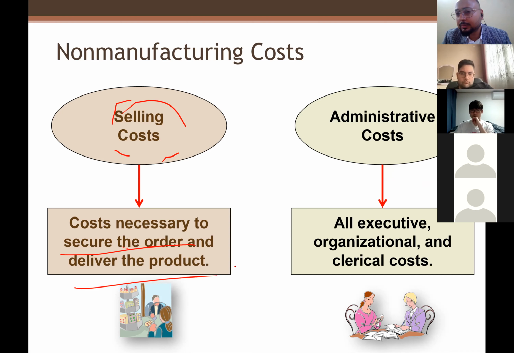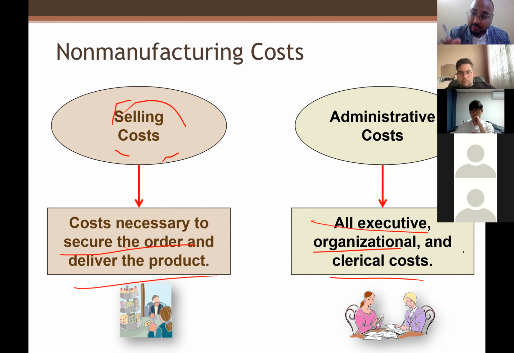Administrative costs. All the executive, organizational, and clerical job costs, we call this administrative cost. So CEO salary, accountant salary, managerial accountant salary. It's an administrative job. He has nothing to do with production. Whether you produce one product or thousands of products, he will be paid a fixed salary, right?